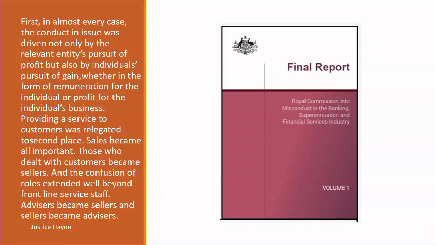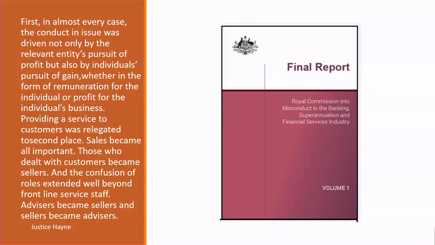I'll read this out for you. I won't do a posh Justice voice, but I'll read this out because I think this is the first thing that Justice Hayne, who was the Royal Commissioner, wanted to say in the report. It's a very long report, but this thing he wanted to say.